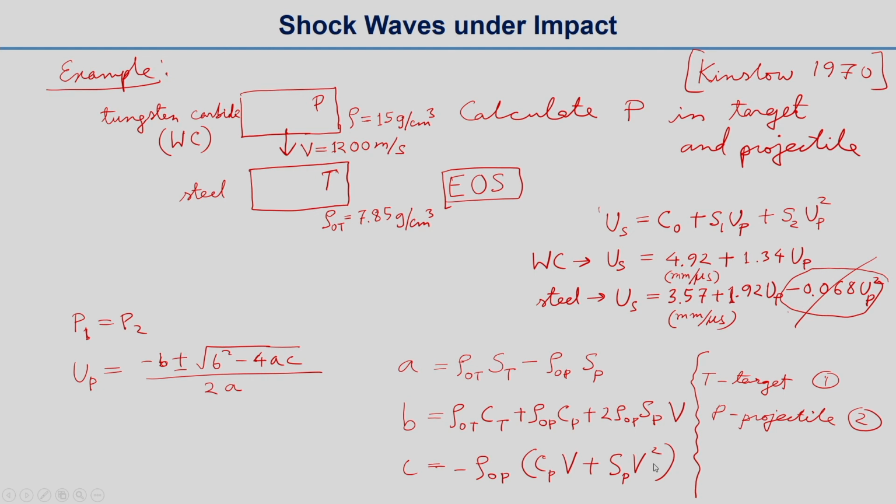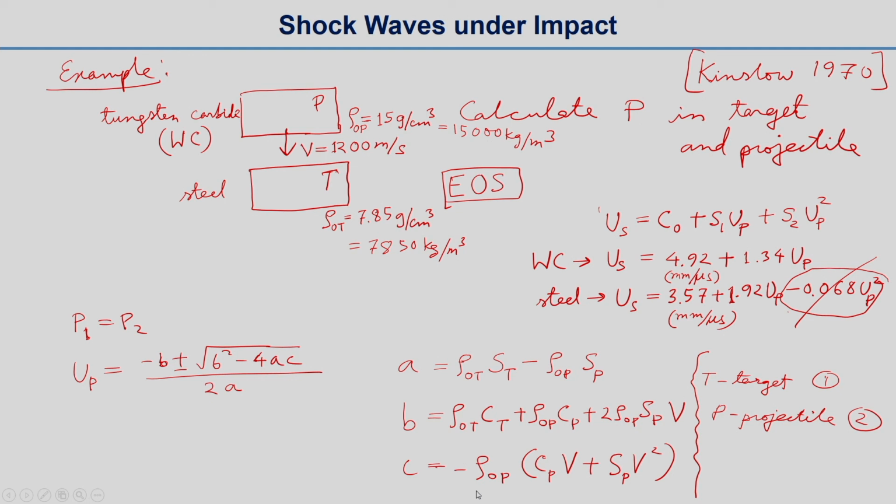This will be SVV square. So this is the expression, and then we know that rho naught T, as you can see, is 7.85 gram per centimeter cube, or we can write it as 7850 kg per meter cube. Here actually we did not write the subscript, but this is rho naught P, and that will be equal to 15,000 kg per meter cube.